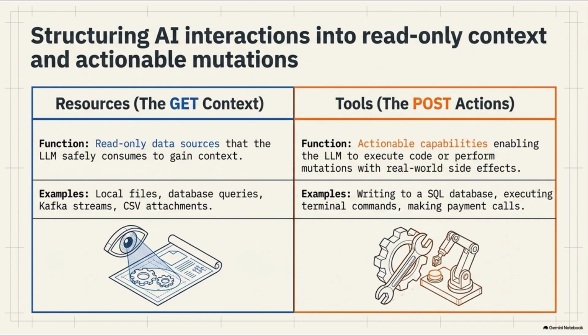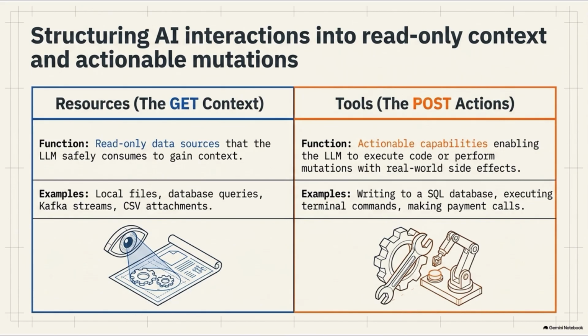To keep these interactions safe and structured, MCP divides all AI capabilities into two primary categories: resources and tools. Resources represent the GET context. These are strictly read-only data sources that the LLM safely consumes to gain context.